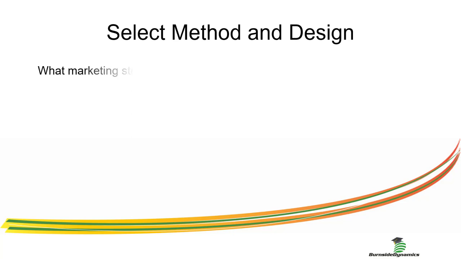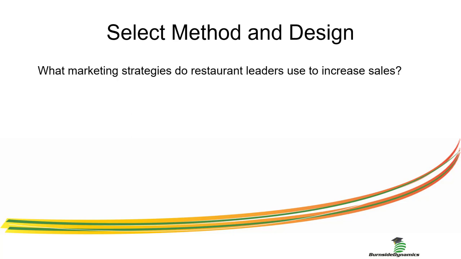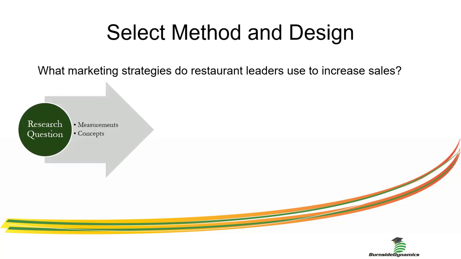To select the method and design, first we're going to start with our research question. Within that research question, we need to determine, are we looking for measurements of some sort or concepts? In this case, we're looking for concepts: marketing strategies. We're not looking to measure the marketing strategies. We're looking to find out what exactly they are. What are they doing? So we're looking for concepts.